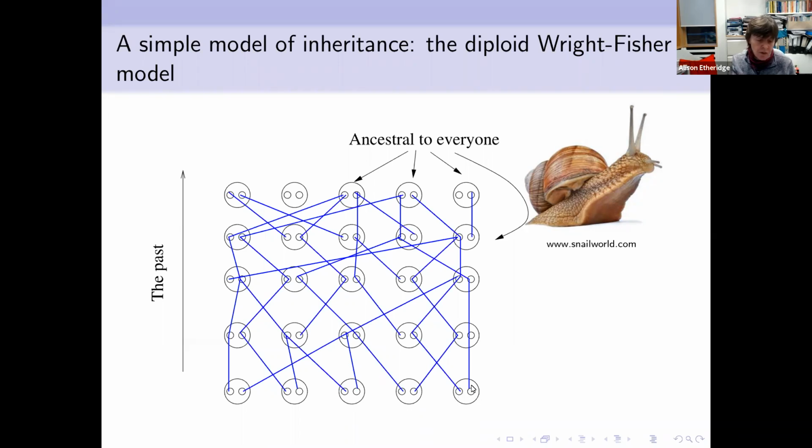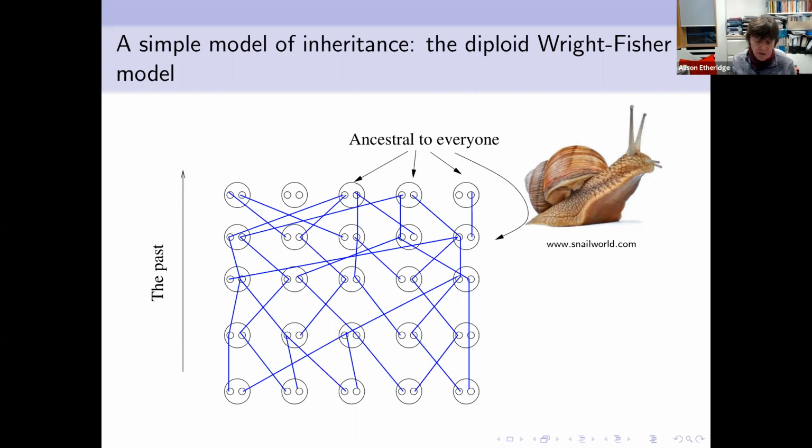But now every individual, and I'm representing individuals by these large circles here, so a large circle represents an individual, and every individual has two parents, which they choose independently at random from the previous generation. And if I haven't made any mistakes, there are two blue lines connecting each large circle to two large circles in the previous generation. Okay, and in this picture, time runs down the picture, so going into the past is going up the picture. And I claim that these three individuals in this particular cartoon are ancestral to everybody in the current population.